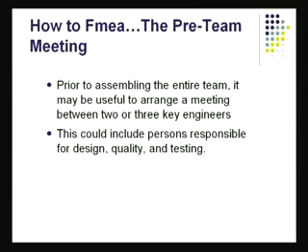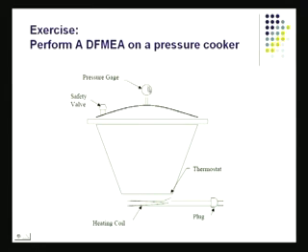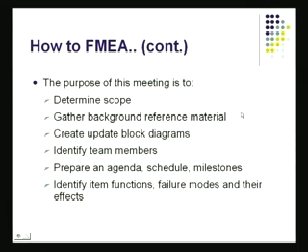And of course, to be able to do FMEA, you've got to do your P-team meeting, where people would be sitting around and getting briefed on it. And here's a little example. Perform DFMEA. The team has now been asked to design a new pressure cooker, and what all things could go wrong with this. And for that, you'll start your approach: determine the scope, what is it that we are trying to do, gather background reference material, and so on and so forth.